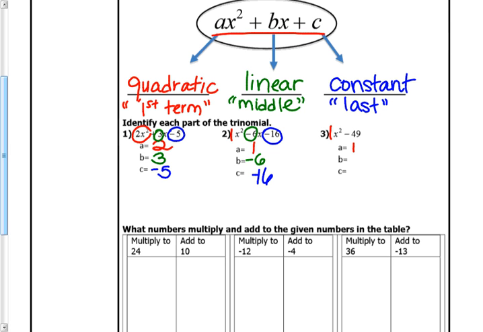The linear term, the b, the middle, is the one that has that single x. Remember that? So if we look up here, it has to have a single x. Well, in this one, we don't have a single x. There is not one. So technically, the middle term would be 0. There isn't one there. And then the constant, remember, is the one without a variable. So this negative 49 does not have a variable. So that's technically the c, or the last term.